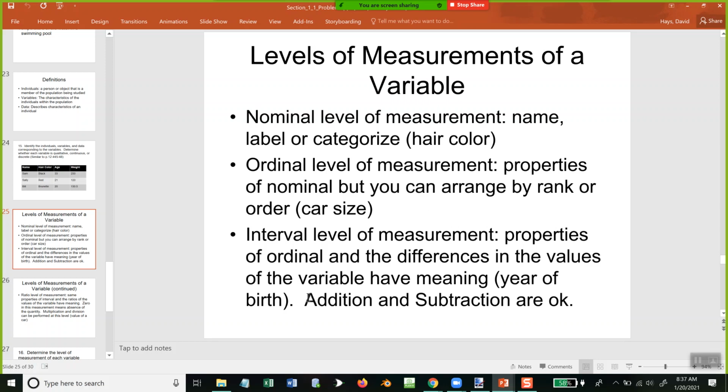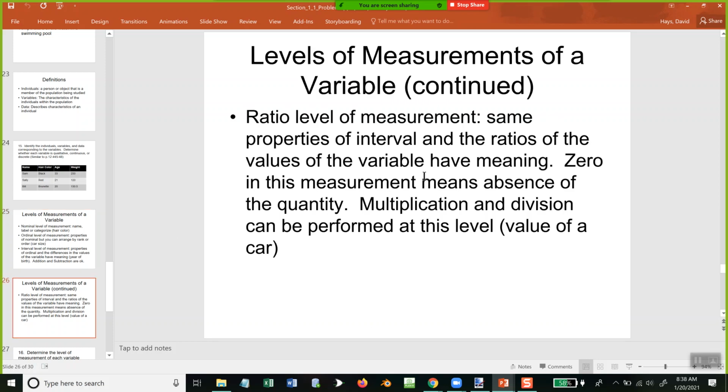So, year of birth. A year after Jesus, if they were asked what year were you born, would they say 0? I don't know when that actually took effect, but 0 here is different than 0 here. 0 here means absence of the quantity. If I said somebody is born in year 0, that doesn't mean that it's absent, right?